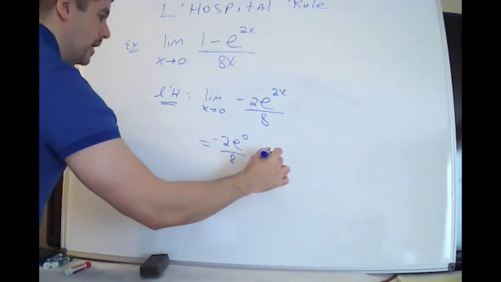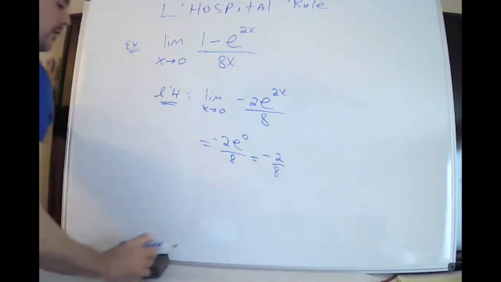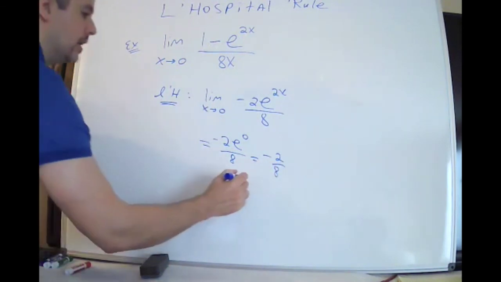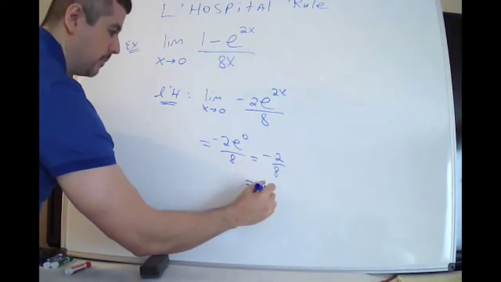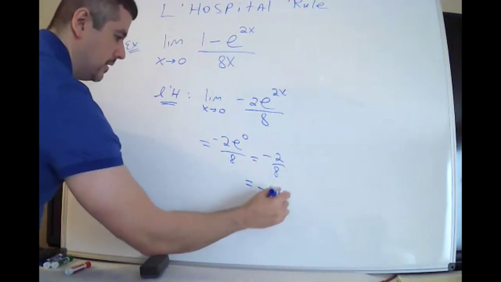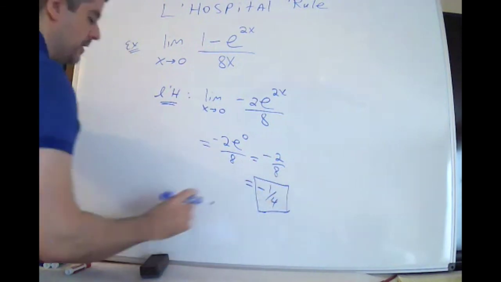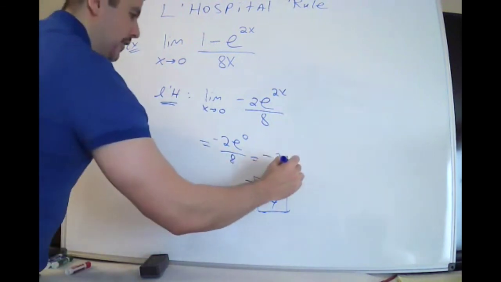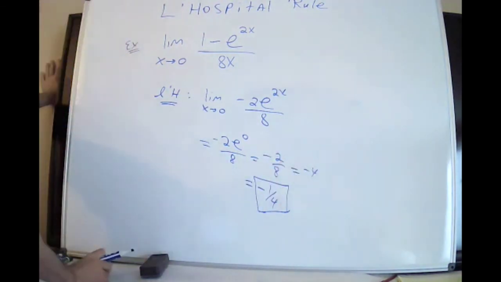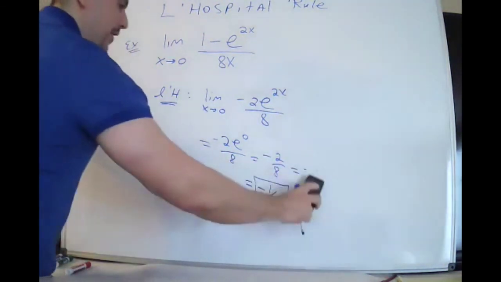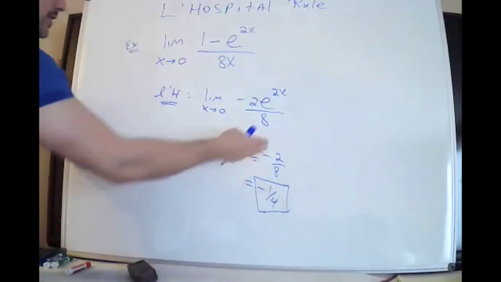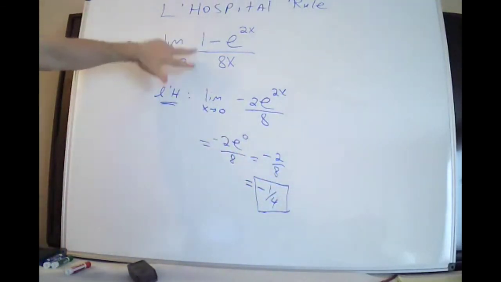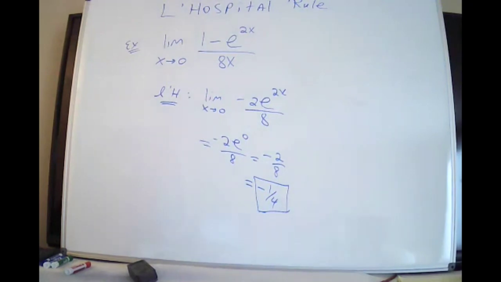e to the 0 is 1. Negative 2 times 1 is negative 2. Now, don't leave it like that. I'm going to be unhappy if you leave it as 2 over 8. I'm going to be more unhappy if you tell me that this is negative 4. So be careful. Don't space out and do anything strange. So that limit, using L'Hôpital's rule, is negative 1 over 4.